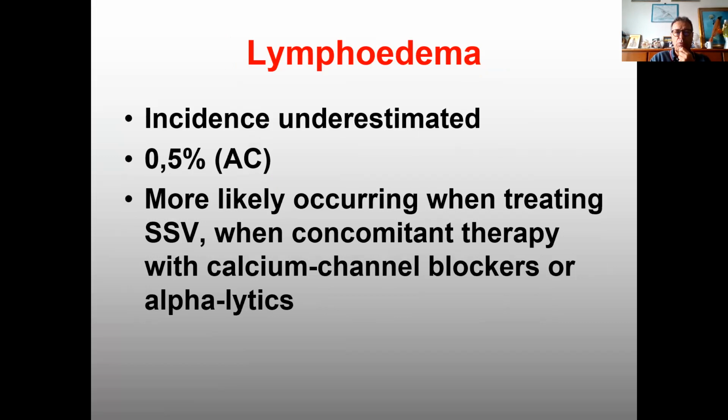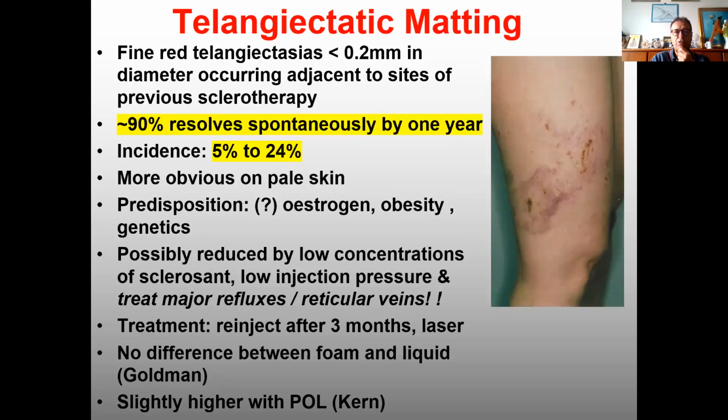Lymphedema is possible after sclerotherapy, and the incidence is a little bit underestimated. In my experience, I got 0.5% of lymphedema after sclerotherapy, but especially again in the small saphenous vein area, where you have the lymphatics which are really stuck to the small saphenous vein trunk. And again, when patients undergo calcium channel blockers or alpha lytics, they are prone to some higher lymph stasis incidence. That's why in these patients, you may get some more edema after sclerotherapy.